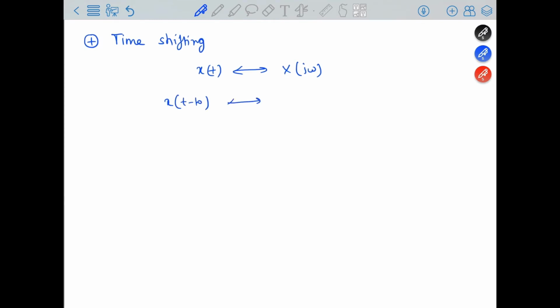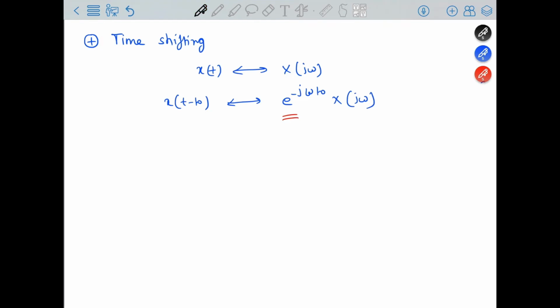What is the effect in the frequency domain? It will be e raised to the power minus j omega t naught multiplied with X of j omega. So there is one factor added to the earlier form, that is e raised to the power minus j omega t naught, and we'll do a short derivation to understand how it came when we shift the signal in the time domain.